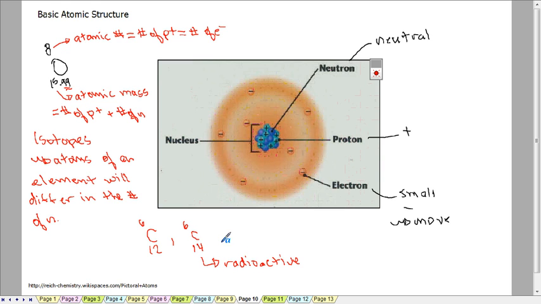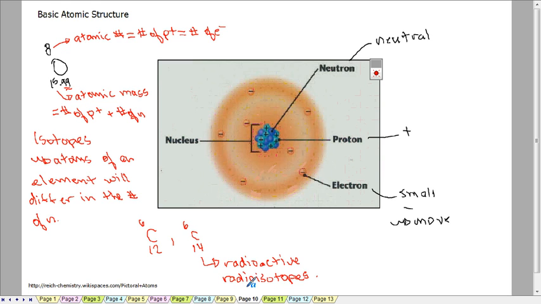But some isotopes are radioactive, and when they're radioactive, we call them radioisotopes. And so that's important. All atoms have isotopes. Only some have radioactive ones. So it's important that we take some time to go through all that.